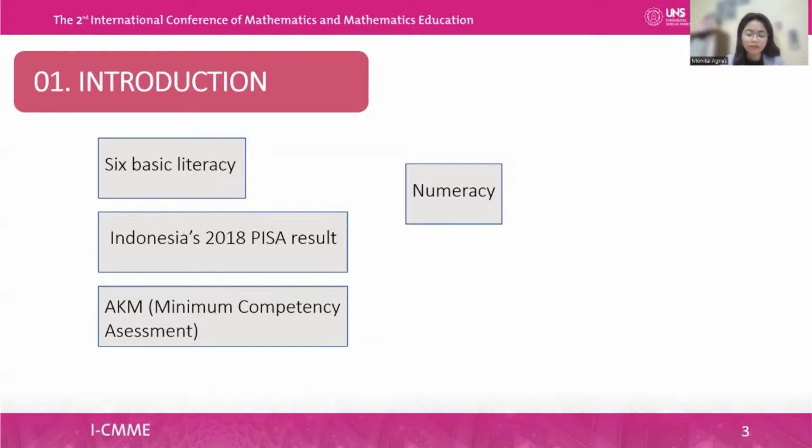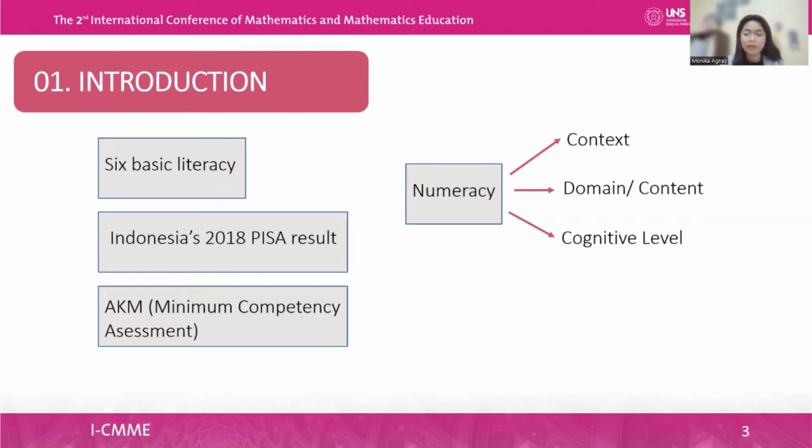Based on the I-CMME 2021, the categories of numeracy context are personal, sociocultural, and scientific. The domain or content of numeracy in I-CMME includes number, geometry and measurement, algebra, and data and uncertainty. The cognitive level of numeracy is divided into 3 levels: level 1 knowing, level 2 applying, and level 3 reasoning.